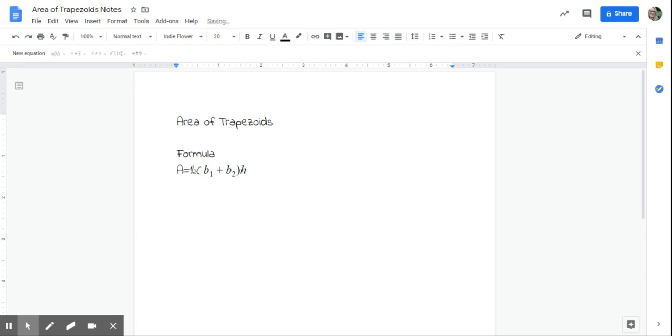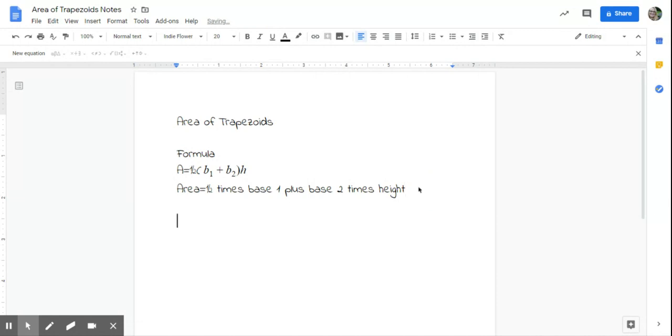So I'm actually going to type this out just like last time. Area equals 1/2 times base 1 plus base 2 times height. And I'll put it all in one line. That way it's a little bit easier. Area equals 1/2 times base 1 plus base 2 times height.